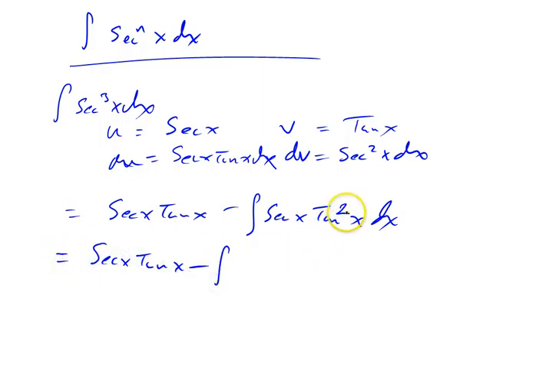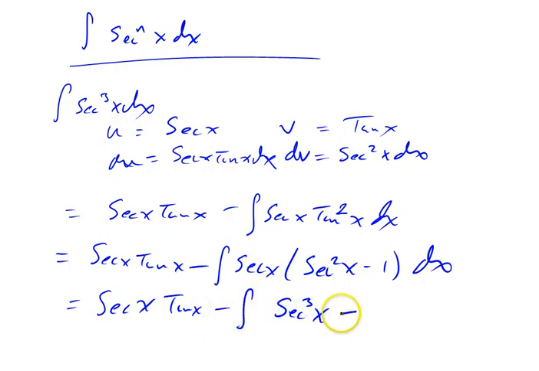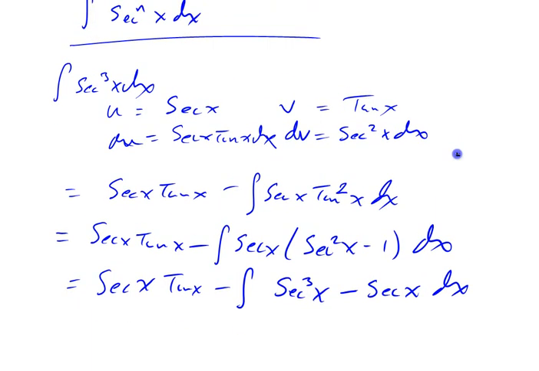is I'm going to do a trig identity here where the tangent squared of x is the secant squared of x minus 1. So I've got the secant x there, and then I've got a secant squared x minus 1 dx. And when I distribute the secant x in there, I've got a secant x tangent x minus the integral of secant cubed x minus secant x dx. So you see I'm back here to the integral of secant cubed that I started with. So I'm going to get some things together here. So this is the integral of secant cubed x dx is equal to all this stuff.